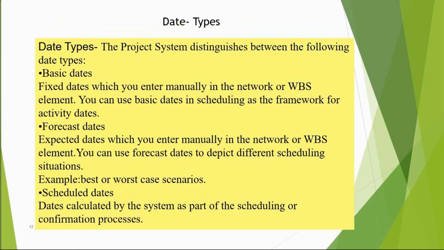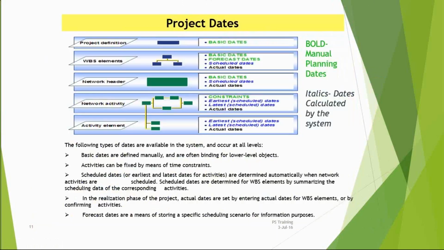One question. I understand we are talking about the planning aspects of the project, right? But in the previous slide, we had the network elements. One is the network header, and the next one was the network activity. The last one was the activity element. If you don't mind, I understand what the network activity is. Is this activity element the same as the network activity or something different?